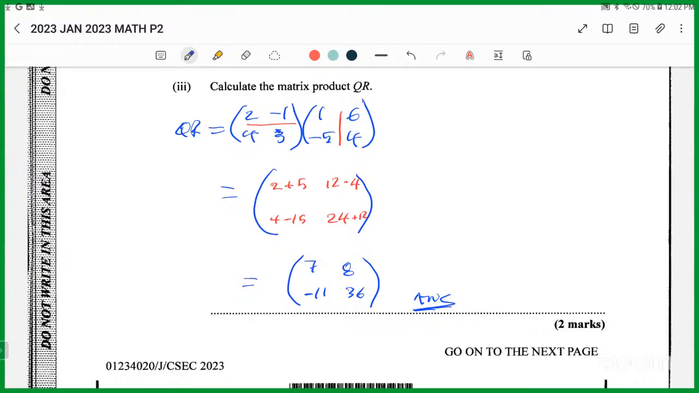But okay with that? Easy stuff. But alright? Yes, sir.